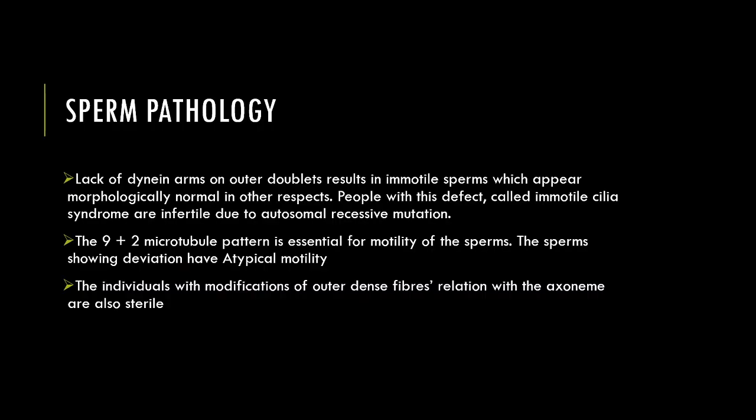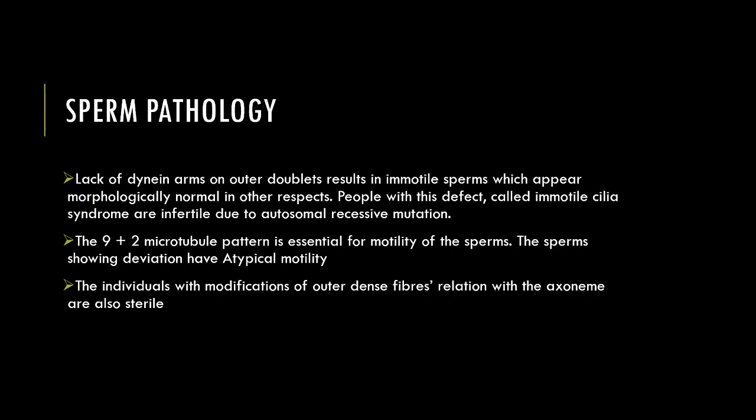Now let's talk about sperm pathology. If dynein arms are lacking in the outer doublets, this results in immotile sperms. Though the sperms look morphologically normal, if these dynein arms are absent, the sperms will be immotile. People with this defect, which is called the immotile cilia syndrome, are infertile, and this occurs due to an autosomal recessive mutation.